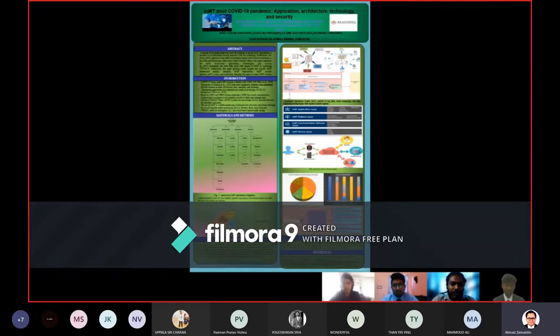So next is materials and methods. This is going to be presented by Jimris. And one more thing, I forgot to mention here, WBAN is also known as wireless body area networks. Okay, thank you. So next, my teammate Jimris is going to present about the materials and methods that we have to use in IoMT for COVID-19 pandemics.